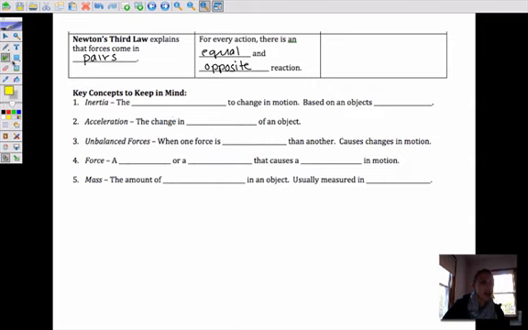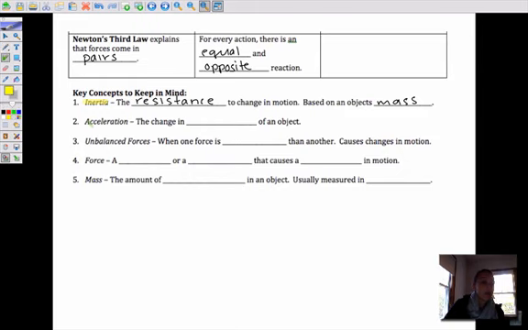So there are some key concepts we need to keep in mind. The first is inertia, because Newton's first law is the law of inertia. And inertia is an object's resistance to the change in motion, and it's based on an object's mass. So the more mass an object has, the more inertia it has, so the more it'll resist changes in motion.